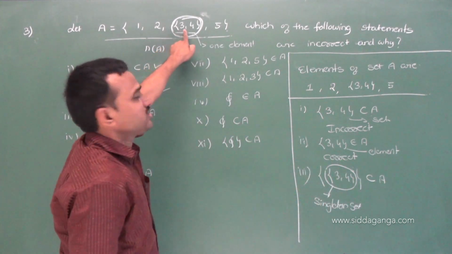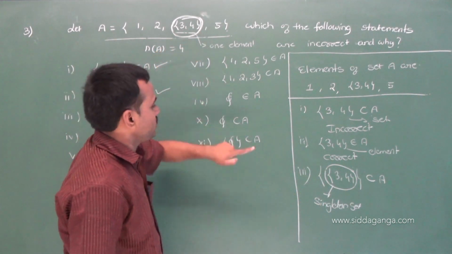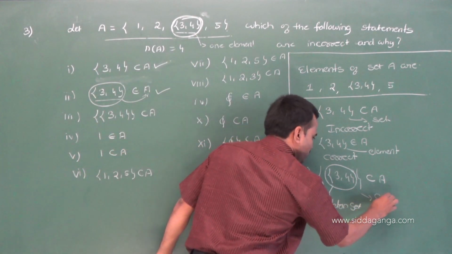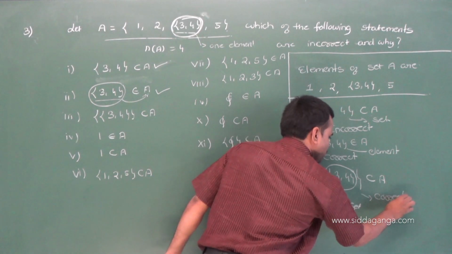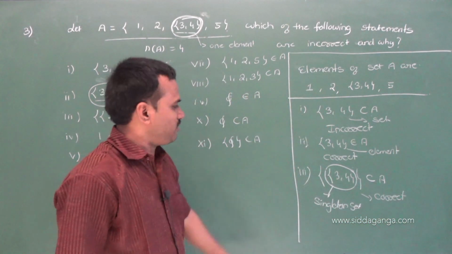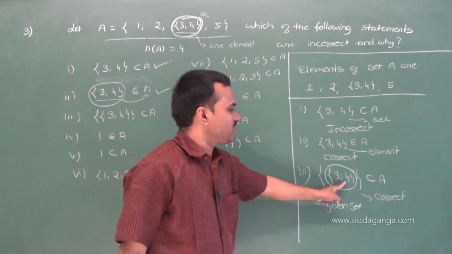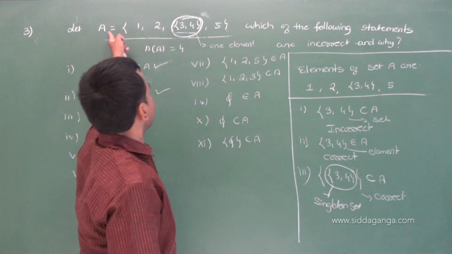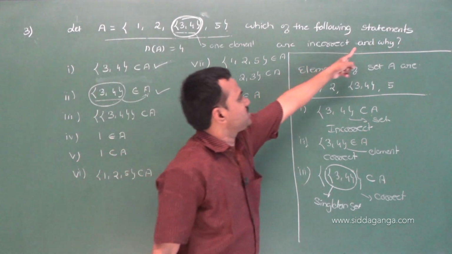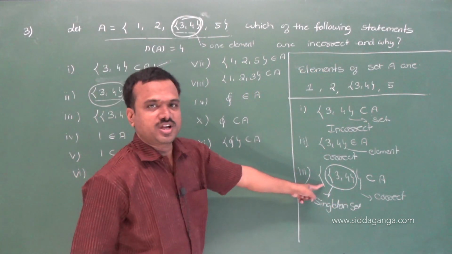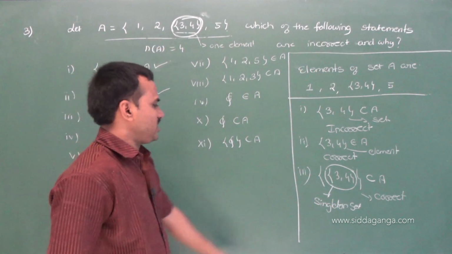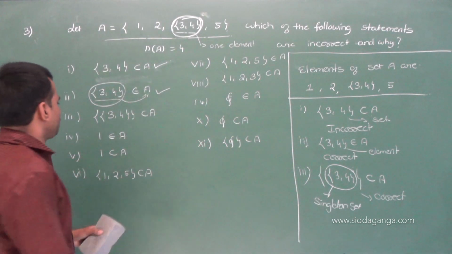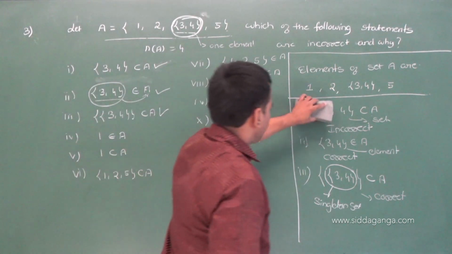O is what? 3, 4. Correct now? So it is a subset of A. No doubt it is correct. Understand? It is correct because the element 3, 4 is present in set A. If you write a reason, write this: the element 3, 4 is present in set A. That's why it is correct. The third question is over.